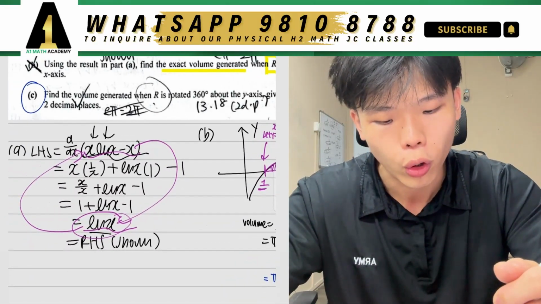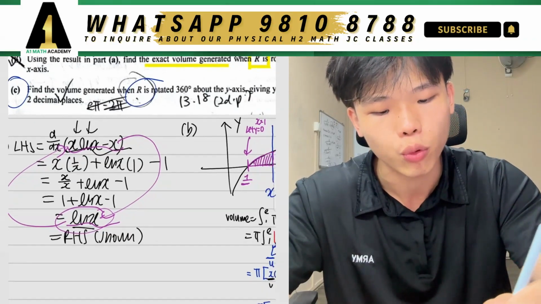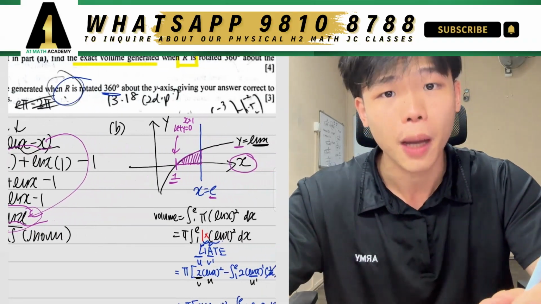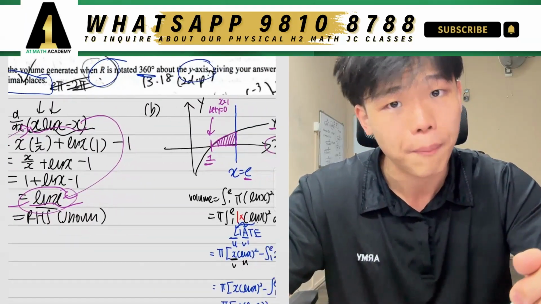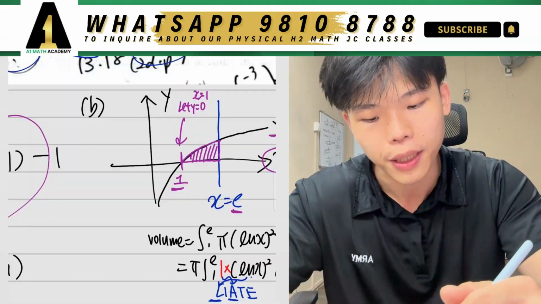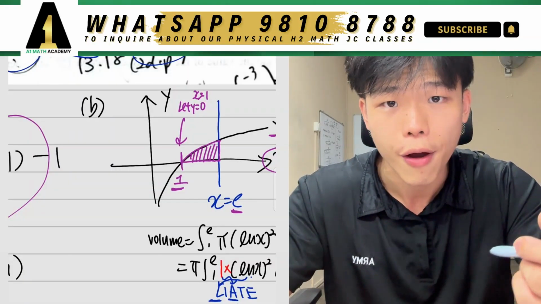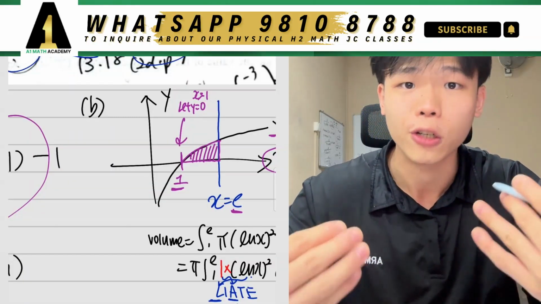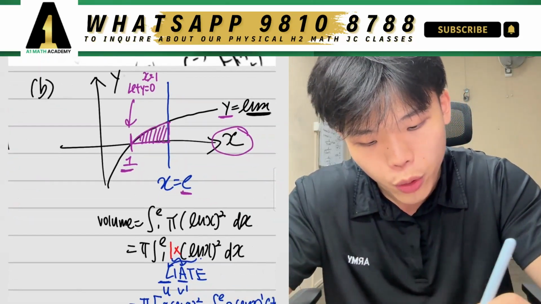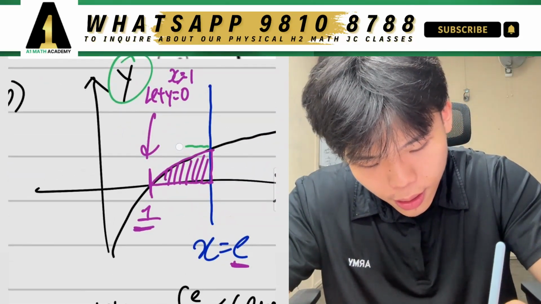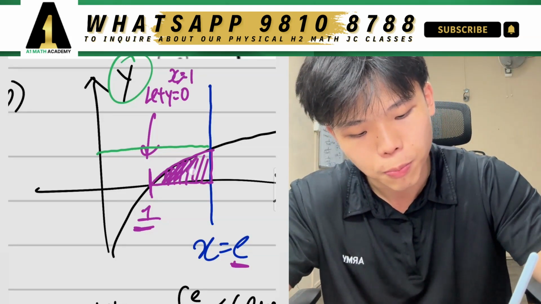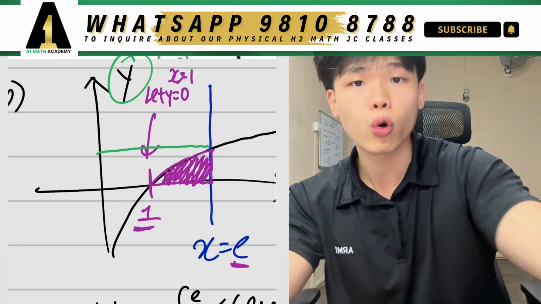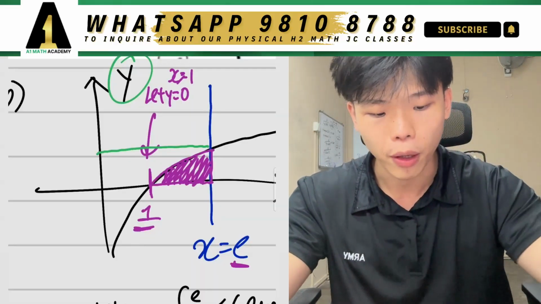They want us to find the volume generated when R is rotated 360 degrees about the y-axis, and it's to 2 decimal places. That means since it's to 2 decimal places, we can use our GC to directly compute the value. We just need to have the correct equation to begin with. Now with respect to the y-axis, how does that look like? That means we are asking ourselves, what is the volume of this purple color region when we rotate it 360 degrees about the y-axis.